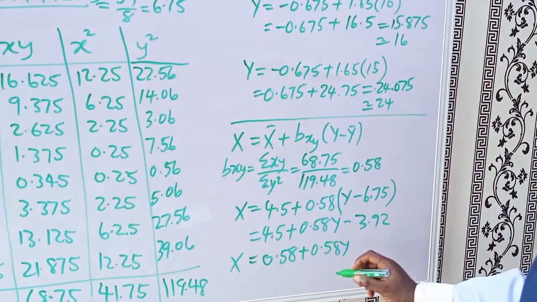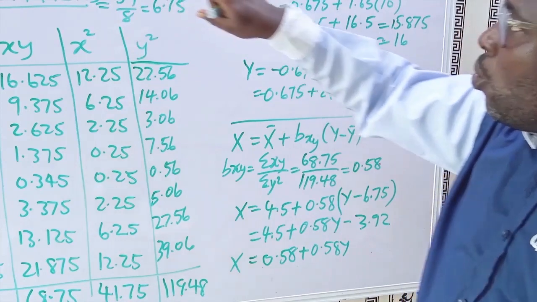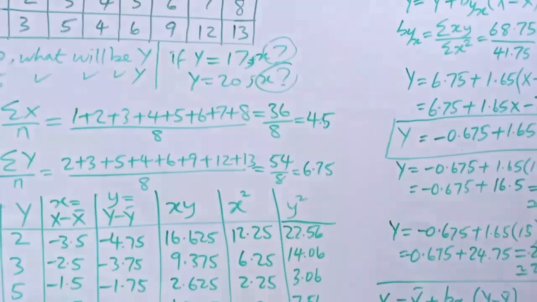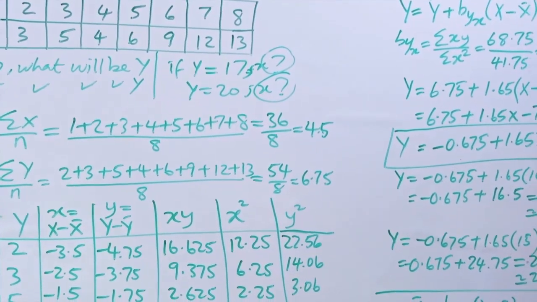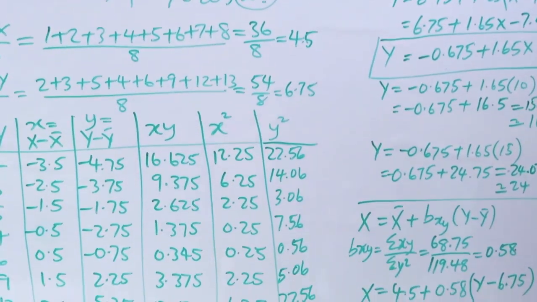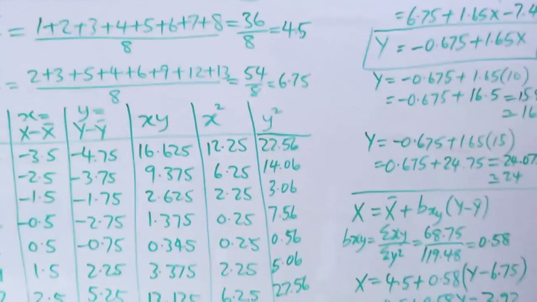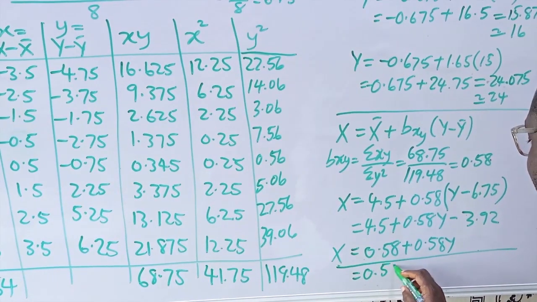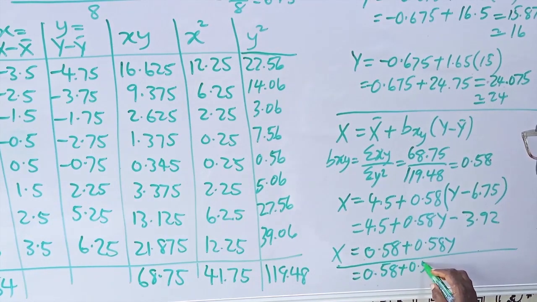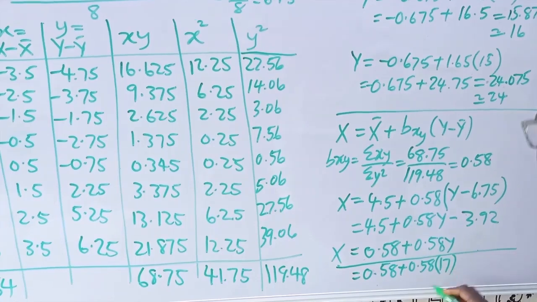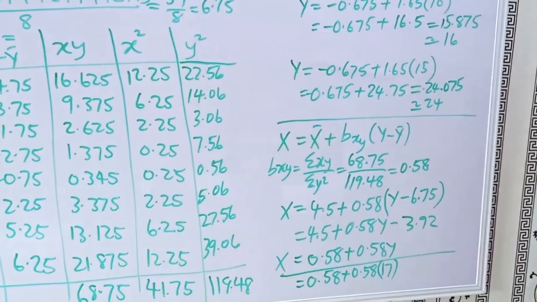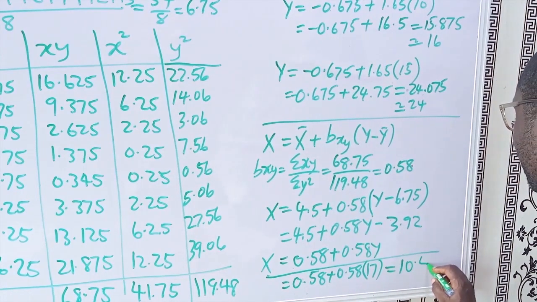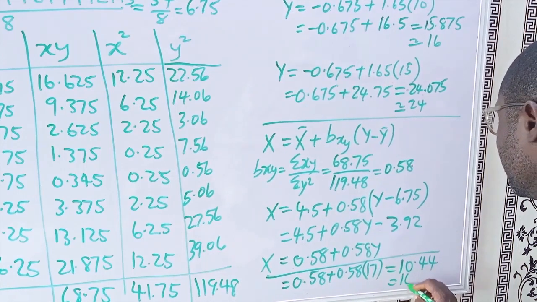I'll leave you with finding out what x will be if y was 17. All you do is work out what it will be if y was 17. So there will be 0.58 plus 0.58 times 17. For my solution here, you are going to have 10.44, which is approximately 10.